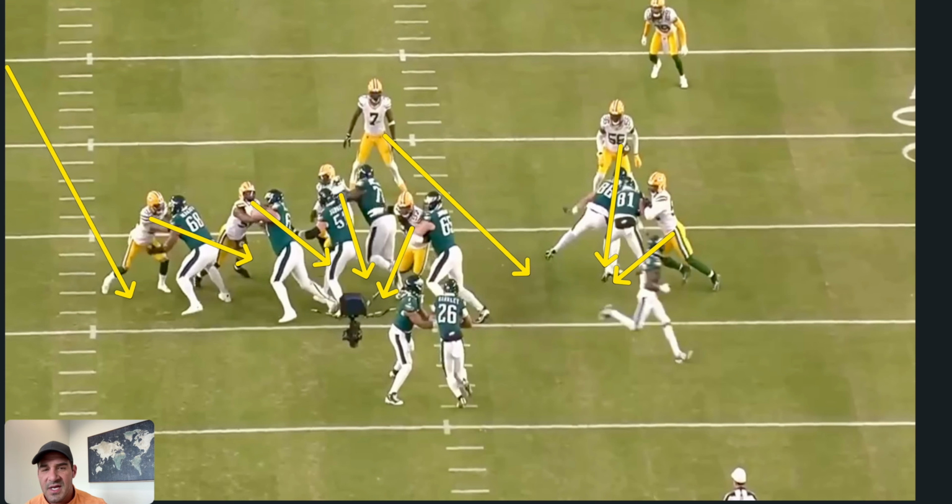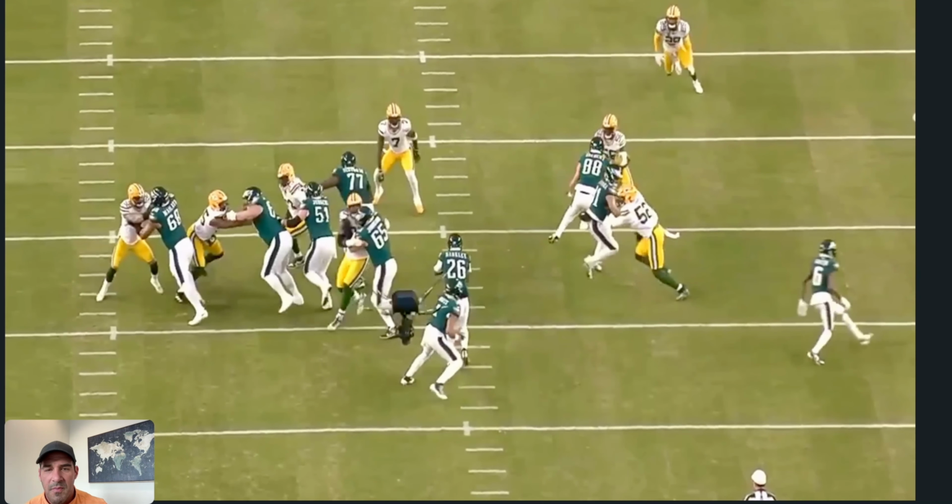The problem is 97 right here is about to get up the field a little too far. What he's effectively trying to do is cut off Barkley from being able to access this side of the field. Okay, but watch what happens. All right, so he did a good job. He's making Barkley stay backside here, even though he really wants to run to the left over here.